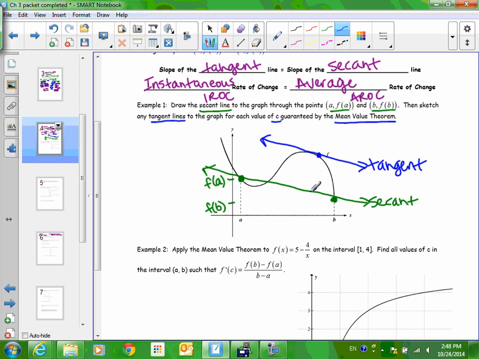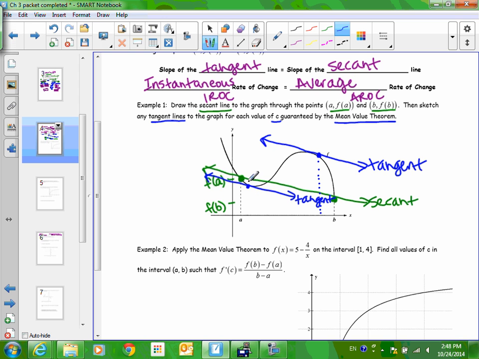Where's the other one? Yeah, really kind of close to the minimum over here. Maybe right about there. And what we're about to do is look at this in more detail. So here's where C comes into play.